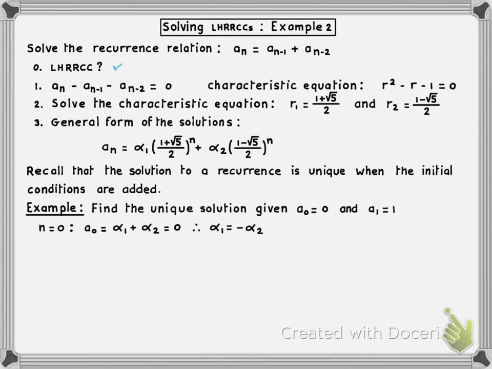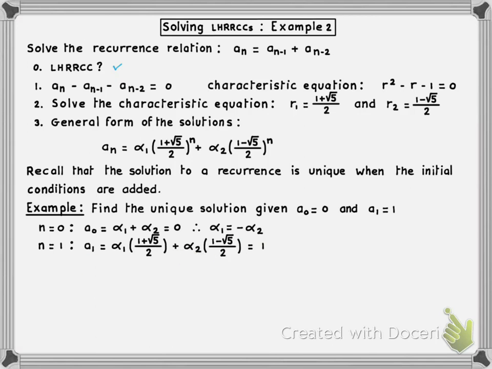That's our first equation. Now we have two unknowns, so we need a second equation which we obtained for n equals 1. So for n equals 1, we get a sub 1 equals alpha 1 times this root, power 1, plus alpha 2 times this root, also power 1. So here is the expression. Now a sub 1 is equal to 1, so this whole expression here must be equal to 1. And now we can use the fact that alpha 1 is equal to minus alpha 2, or in other words, alpha 2 is equal to minus alpha 1, so we can replace this alpha 2 by minus alpha 1.